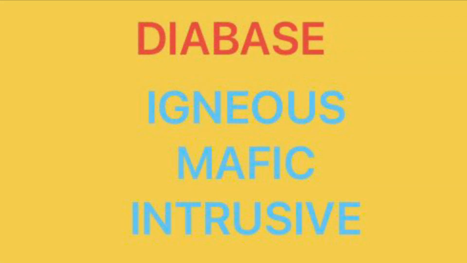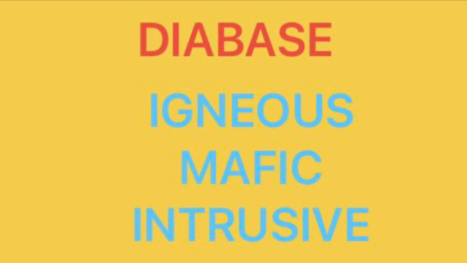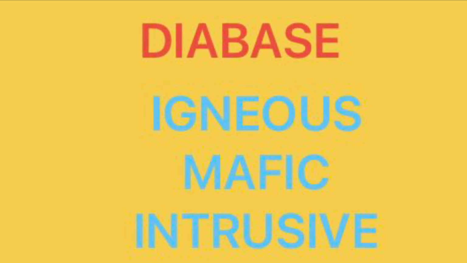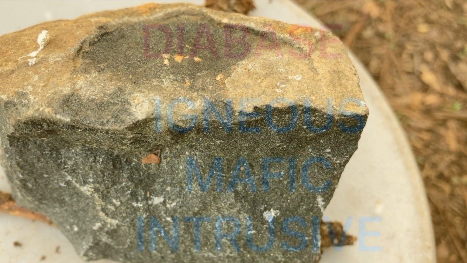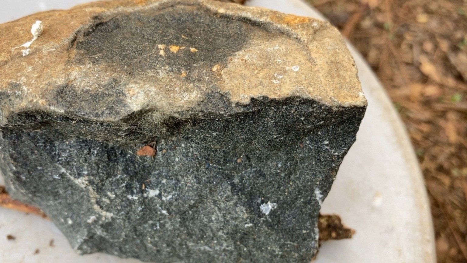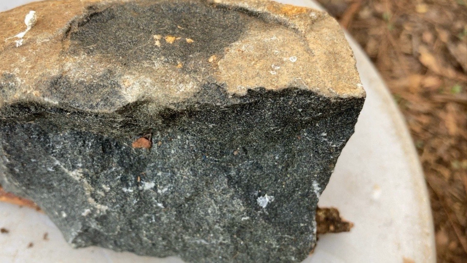Diabase is an igneous, mafic, intrusive rock. Intrusive means that it is emplaced as magma underground and does not reach the surface. And mafic means that it's high in iron and magnesium and low in quartz.